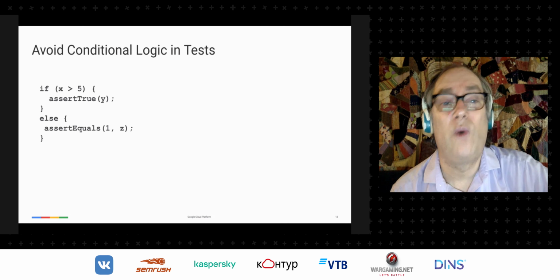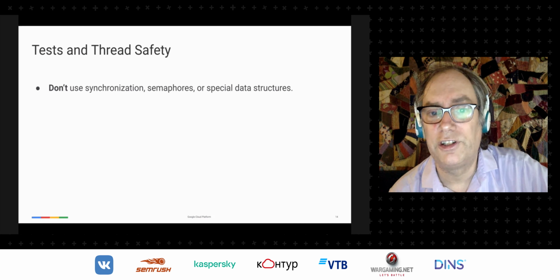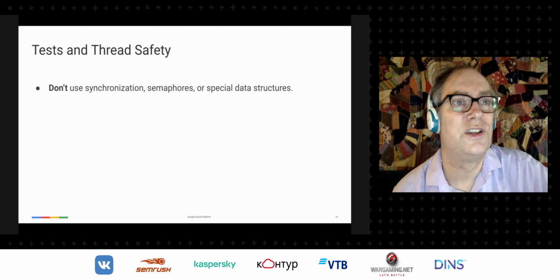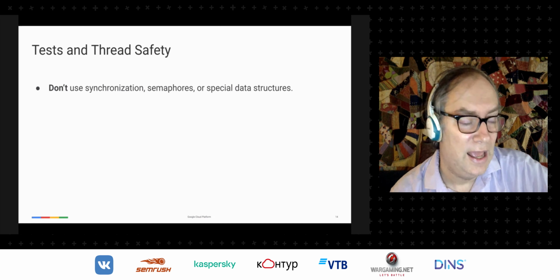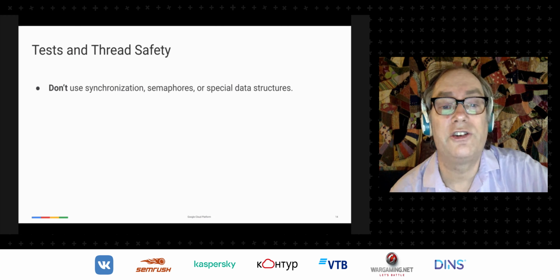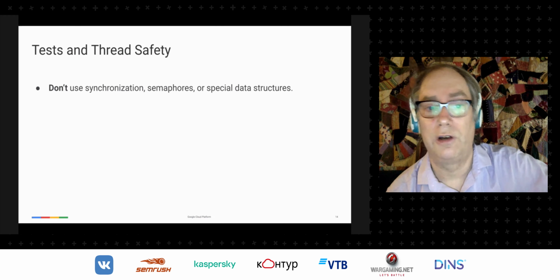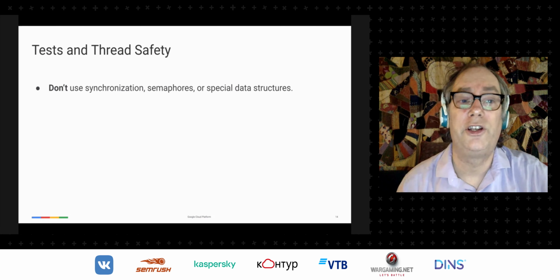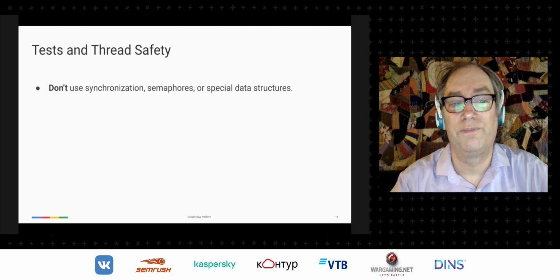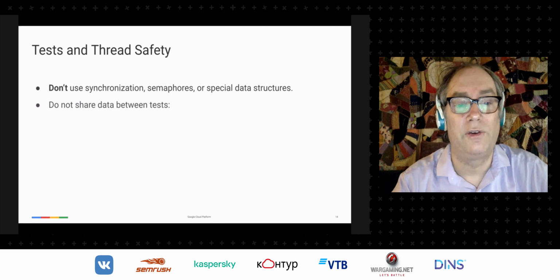Okay, thread safety. I already mentioned thread safety is tricky. Watch out for synchronization, semaphores, special data structures, special thread safe types like atomic long, atomic Boolean, and so forth. If you have any of these in your test code, as opposed to your model code, watch out. In the model code, you need these. In the test code, you probably shouldn't need them.